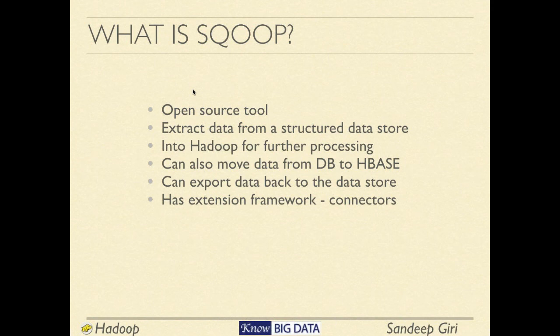Sqoop is essentially an open source tool that extracts data from structured data stores such as any database, or anything that implements JDBC. It imports the data into Hadoop for further processing, and after processing it can put the data back into an RDBMS. Also you can move the data back and forth between HBase and any database, and you can export the data from any databases.